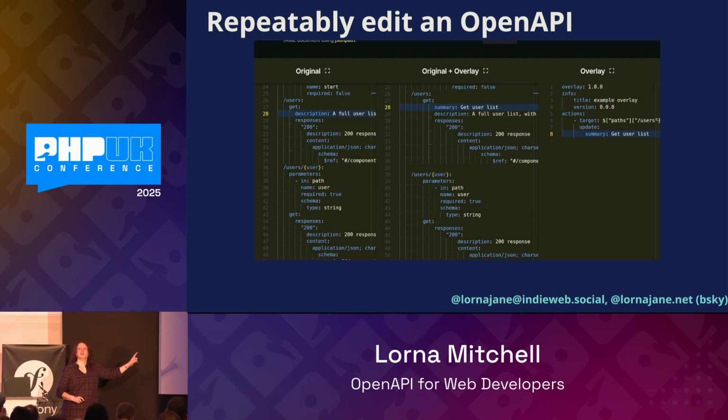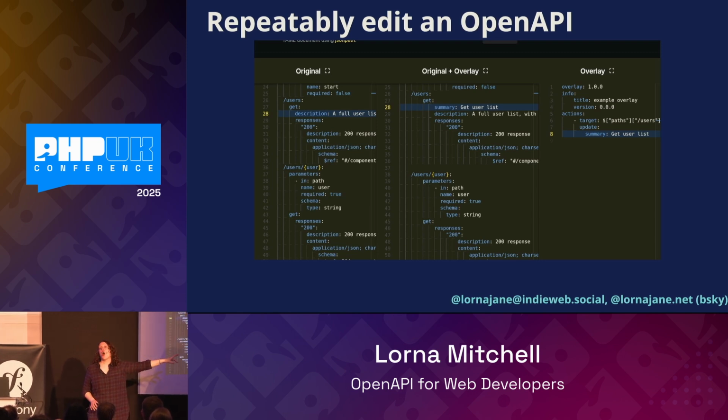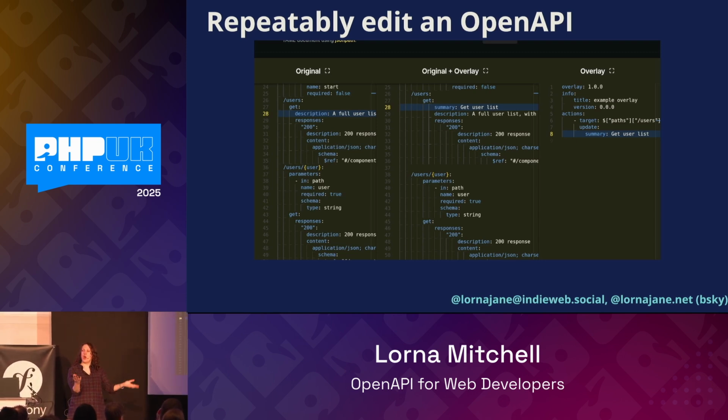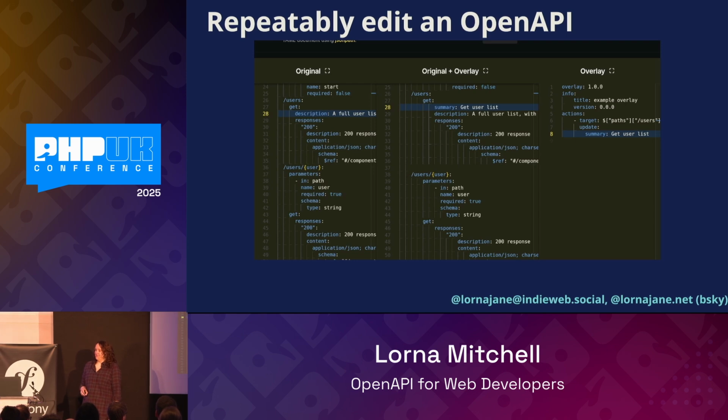Here's the Speakeasy tool that I mentioned. This is your original OpenAPI on the left-hand side. On the right-hand side is your overlay. And the middle pane shows what happens when the overlay is applied to the OpenAPI. Fun fact, you can edit either the middle or the right-hand side panes and they update. It's beautiful.